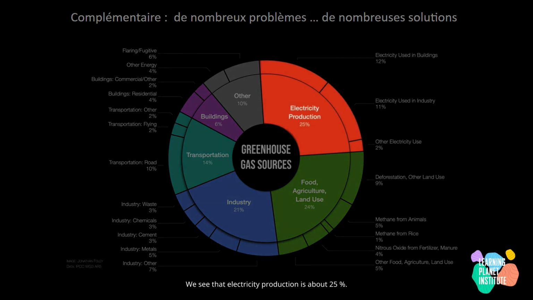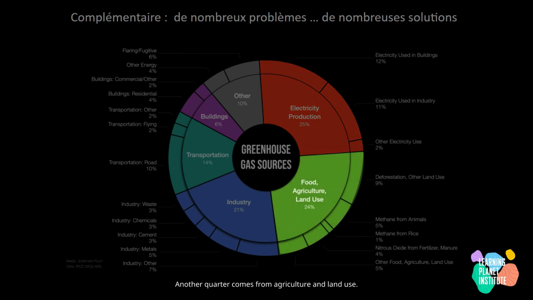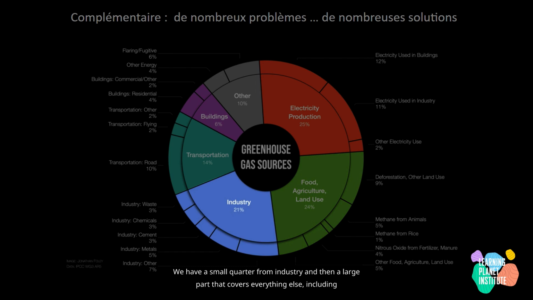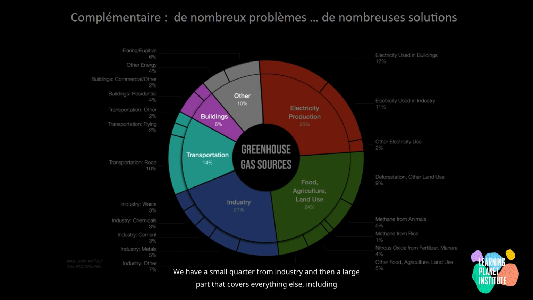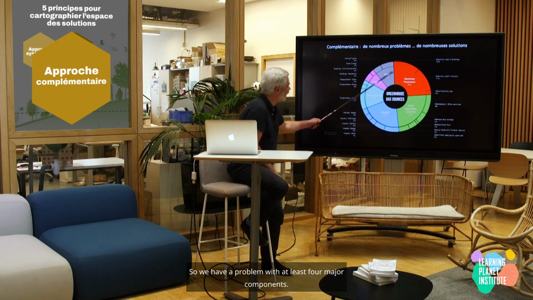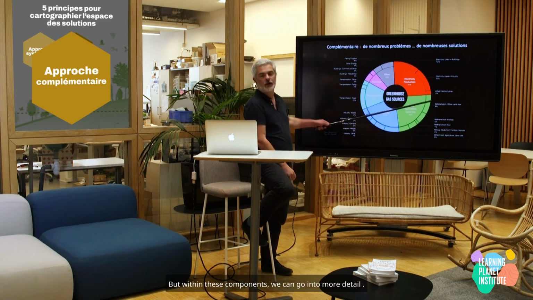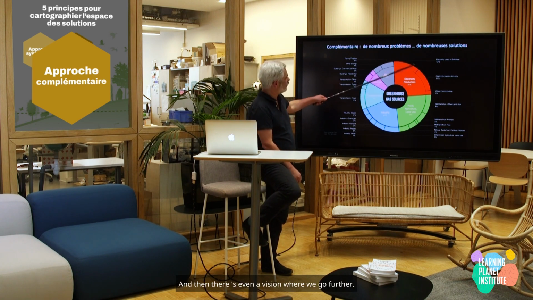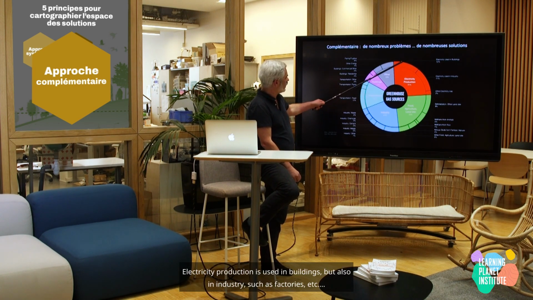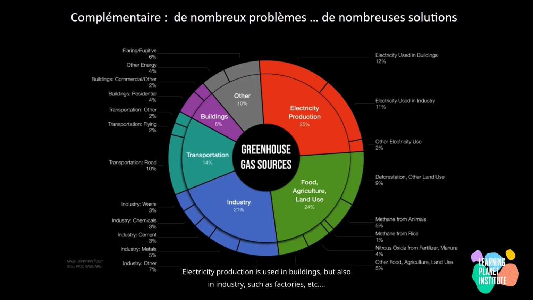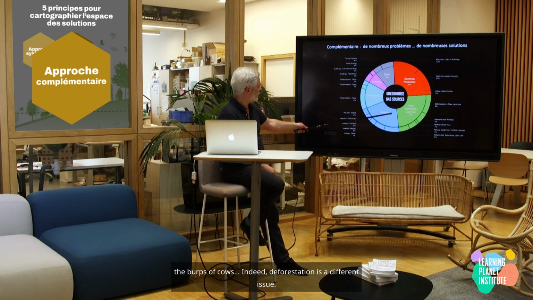What do we see? We see that electricity production is about 25%, so that's a quarter. Another quarter comes from agriculture and land use. We have a small quarter from industry and then a large part that covers everything else, including transportation, buildings and other sectors. So we have a problem with at least 4 major components, but within these components we can go into more detail, and then there's even a vision where we go further. Electricity production is used in buildings, but also in industry, such as factories, etc. Deforestation is not the same thing as nitrous oxide from fertilizers or even the flatulence, well, rather the burps of cows. Indeed, deforestation is a different issue.